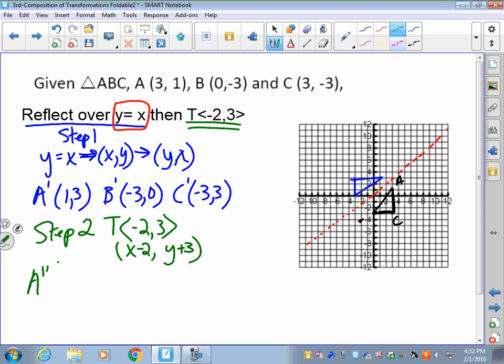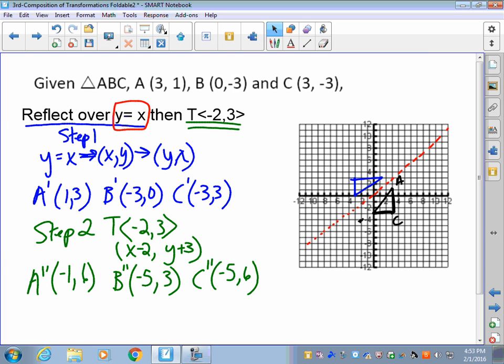So A double prime here: I'm going to subtract 2 from 1, that gives me negative 1, and then add 3 to 3, get 6. I'm going to continue this rule for every point. B double prime would end up being negative 5, 3, and then C double prime would end up being negative 5, comma 6. And then we're going to graph those points to show the composite transformation. So go ahead and get those graphed as well.